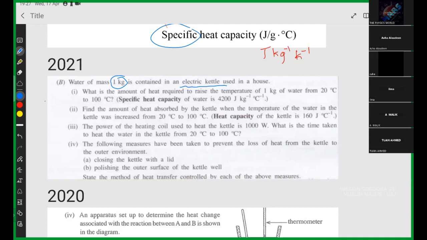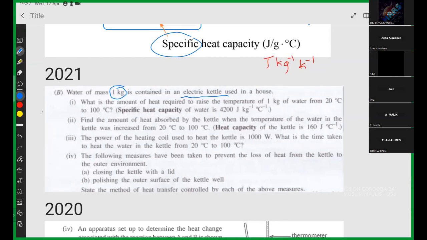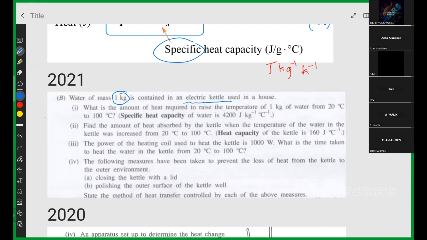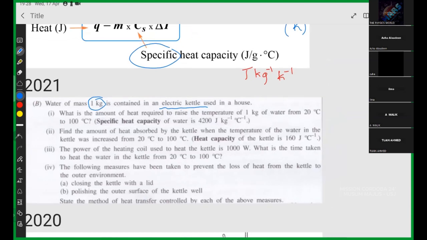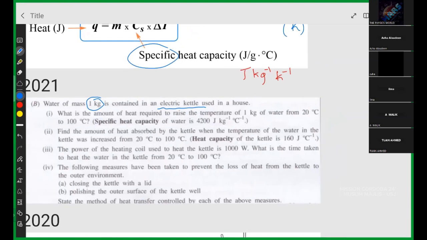2021 paper. It's also the same order of the question they are following. Same electric kettle and 1 kilogram of water is used. Shall we answer the first question? What is the amount of heat required to raise the temperature of 1 kilogram of water? When you have the question paper, just underline these numerical values so that it's easy for you. You don't want to read it again and again.